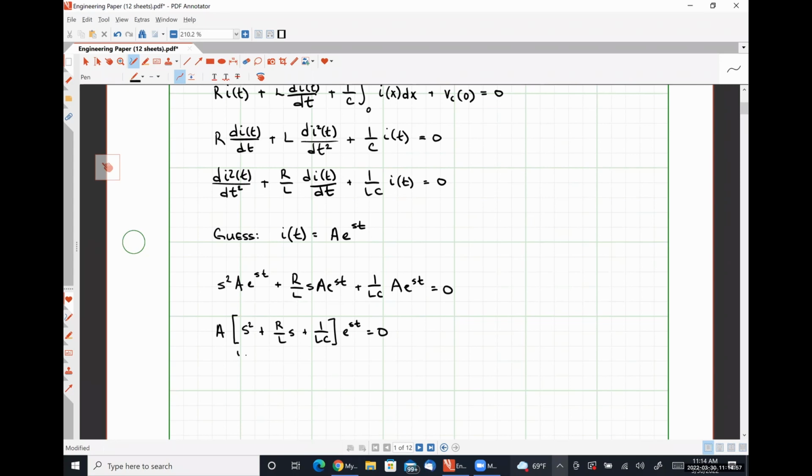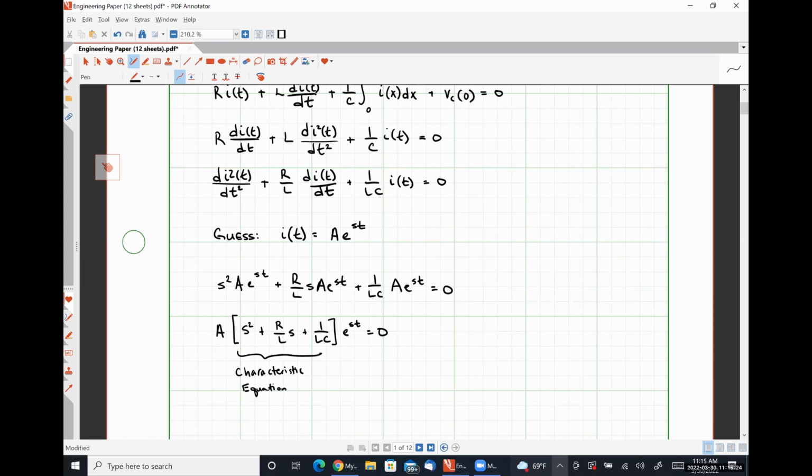where this bit right here is our characteristic equation for our system. So our goal is to make this expression, the left-hand side, equal to 0.